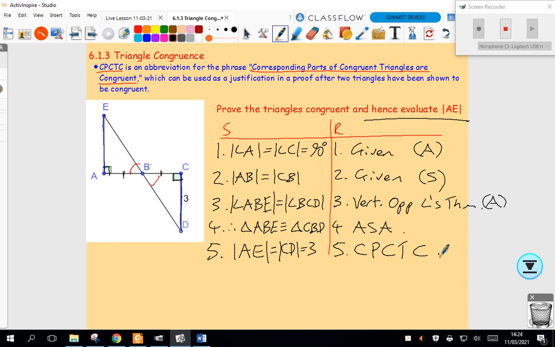So, get used to that. You need to know how to prove triangles are congruent. You need to be able to draw a conclusion about corresponding parts. CPCTC, corresponding parts of congruent triangles are congruent. There are 4 proofs of congruence. Make sure you can use them all.